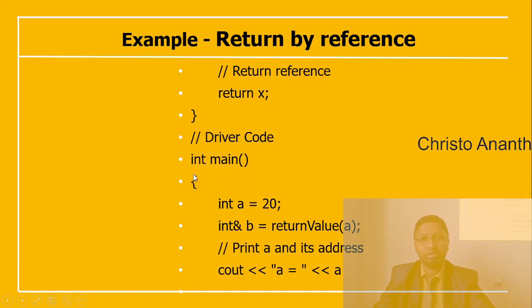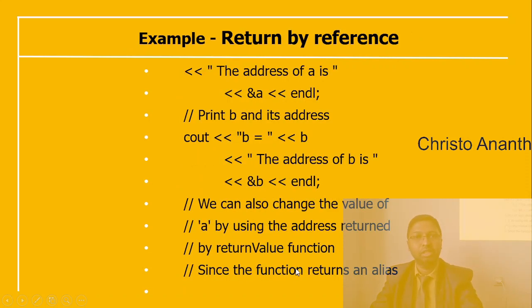Then you have the driver code, the int main function: int a = 20, int& b = returnValue(a). You print the value of a and its corresponding address: cout << a, and the address &a. Then print b and its address: cout << b, and the address of b is &b.